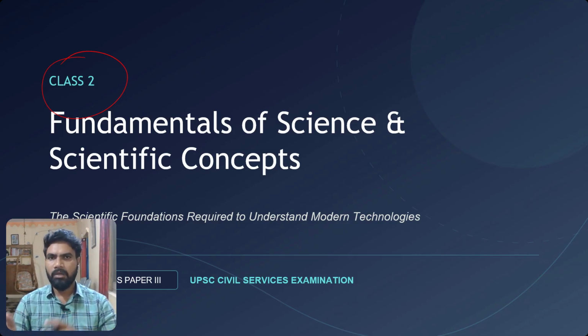At that time, you need not come back and see what is the meaning of an atom, what is an isotope, etc. You need not worry about these basic concepts at that time. So that is the purpose of these few classes that we are going to have before we enter into advanced topics. In this topic we are going to discuss fundamentals of science and scientific concepts. I have taken some areas and the basic concepts in those areas we are going to study. These are foundations that we require to understand modern technologies that we study at the advanced level.